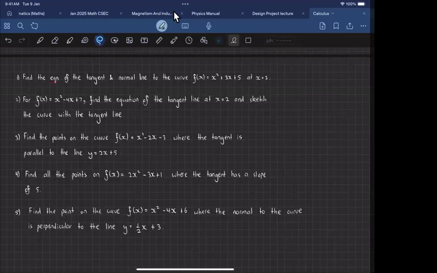So by the 7, left hand side, right? Sorry, not Mn, Mt. So the gradient of the tangent is equal to 7. Nice. Do you have a point on the line? They didn't give you a point, well, they give you x. How can we find y?